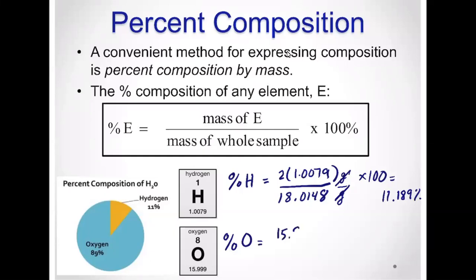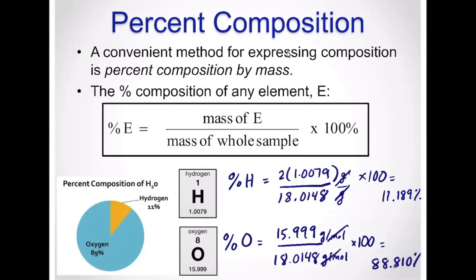Doing the same for oxygen, the percent oxygen is 15.999 grams per mole over 18.0148. I should write grams per mole. You'll learn about moles in a future video. Times 100, these cancel out, and that gives us 88.810%. So about 11% for the hydrogen and about 89% by mass for the oxygen.